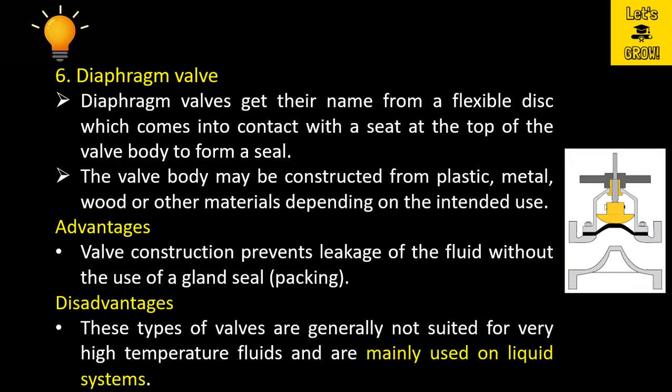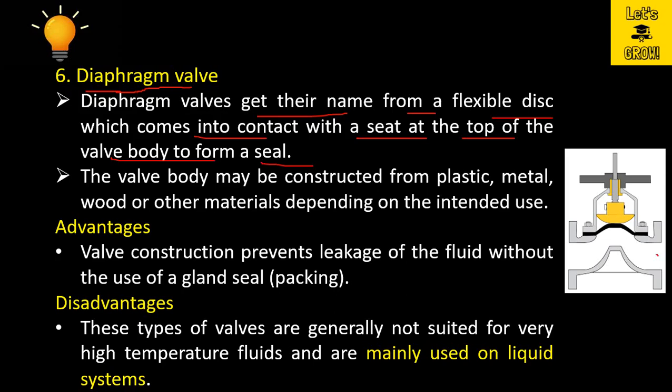Another type of valve is the diaphragm valve. What is a diaphragm valve? These types of valves get their name from a flexible disc which comes into contact with the seat at the top of the valve body to form a seal, correct? So this is a figure of a diaphragm valve. So how does this diaphragm valve work?